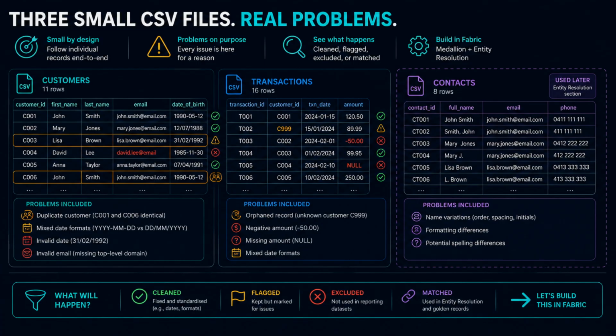The data sets are small on purpose. That way we can actually follow individual records as they move through the pipeline instead of trying to work out what changed among thousands of rows.